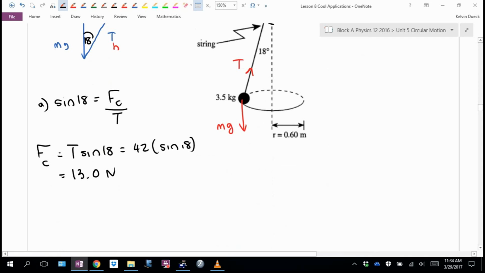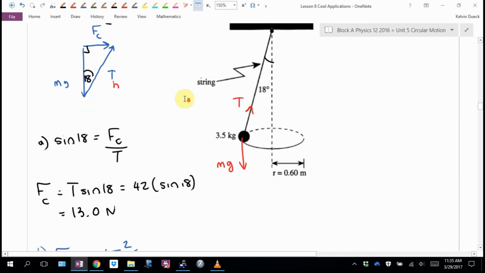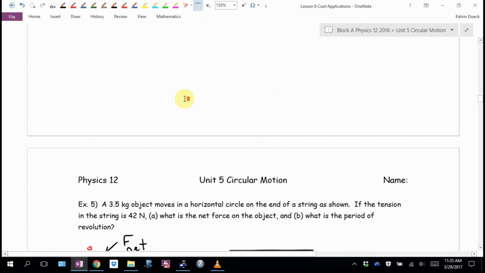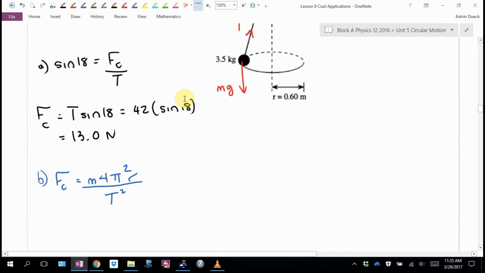Oh, what does B want me to find? Period. How about I go FC equals m 4 pi squared R over the period squared. Period squared, right? Now I'm suddenly terrified that I forgot to square it last time. Phew, I did. But the R isn't squared. Good. Phew. Is that right? It's 4 pi squared R over T squared, right? Okay.